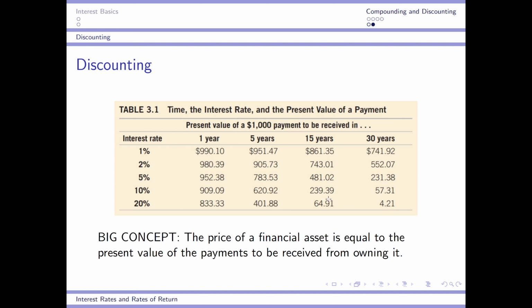And so we can really take out of this one big concept: that the price of a financial asset is equal to the present value of the payments to be received from owning it. And this is a big theme that we're going to take from this slide and video to all the rest in this chapter.